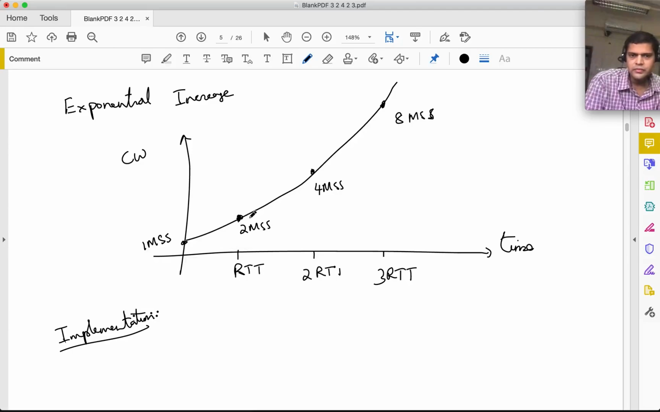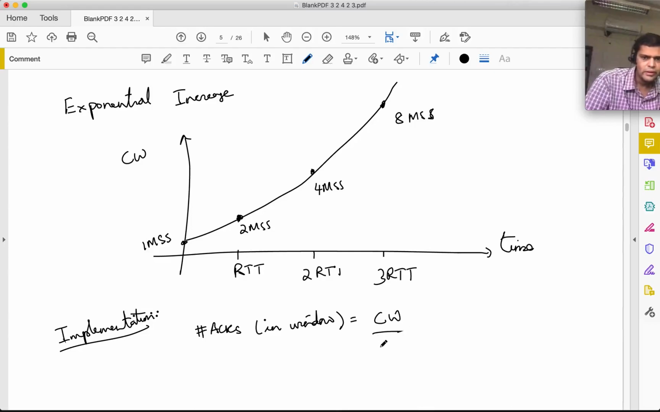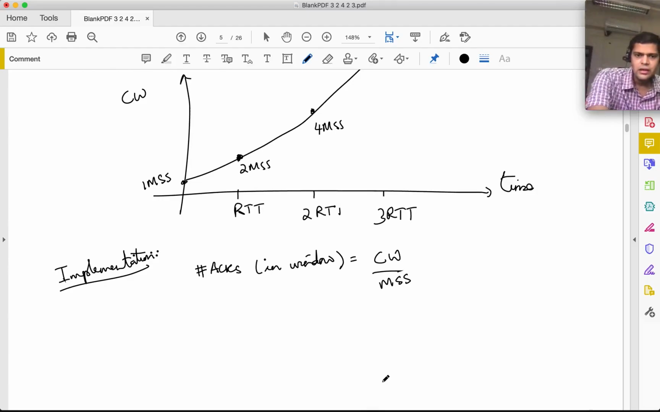So we want to double the window size. So the number of ACKs in a window we said is congestion window divided by MSS. Okay. So this many ACKs are coming back, and we want to increase the window a little bit at every ACK, and for this many number of ACKs we want the window size to double.